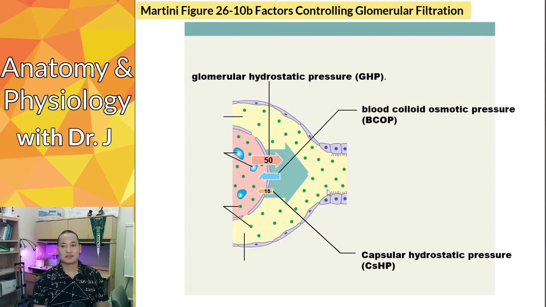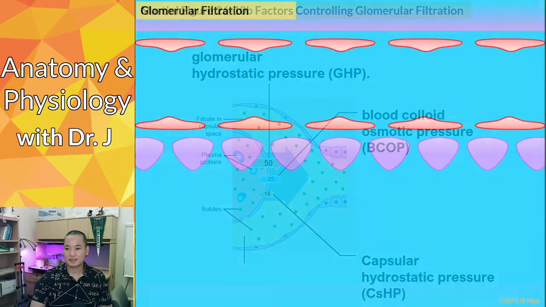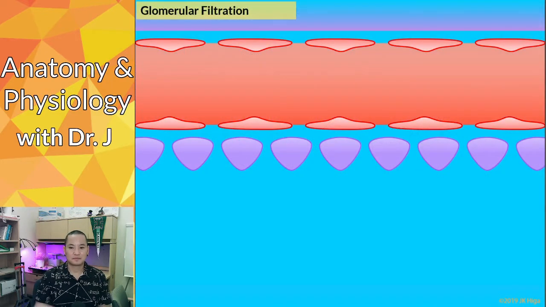But you also have another force called blood colloid osmotic pressure, BCOP. And this is pretty much identical to the BCOP we talked about earlier in the semester. So let's look at the glomerulus and filtration again.